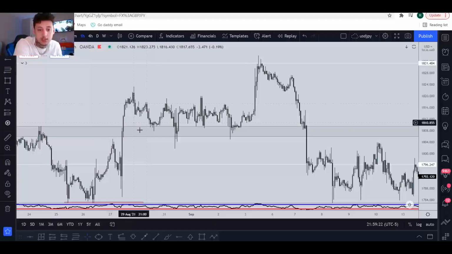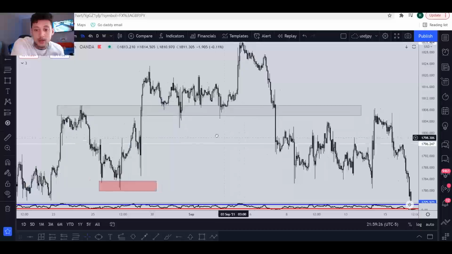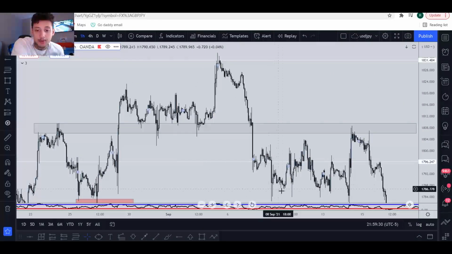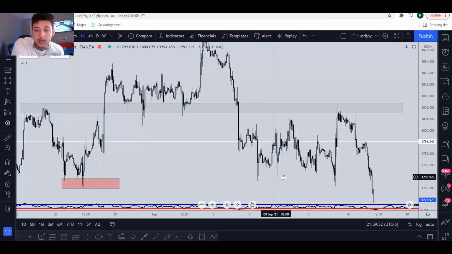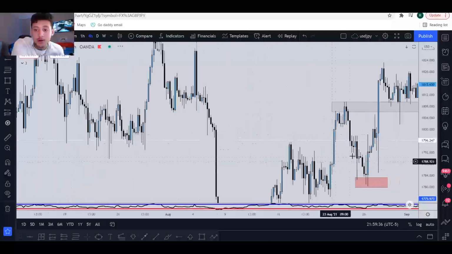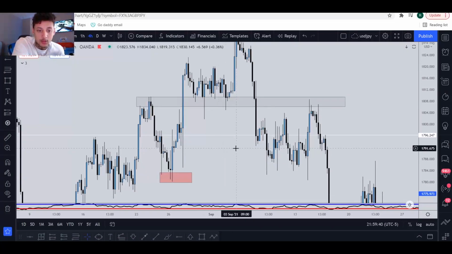Now, obviously, price consolidated here for a very long time, right? But then notice how price ended up breaking under. It went down very significantly, but eventually it came all the way back up. So if I were to go on the 4-hour time frame, we simply condense things, right?